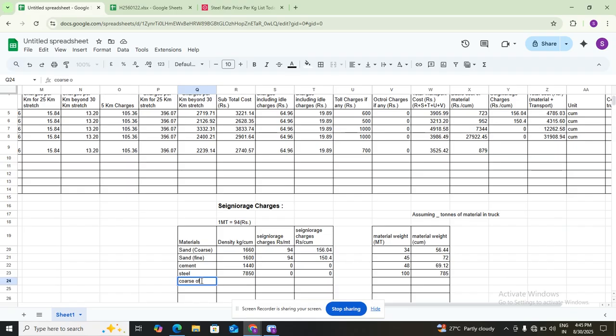Coarse. What is the density of that one? We have taken 1550 as the density of that one. Okay, 15 or 16, 1550 is better. Okay, not a problem. So what is the seigniorage? This is 78 rupees.